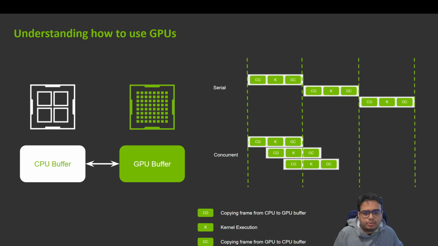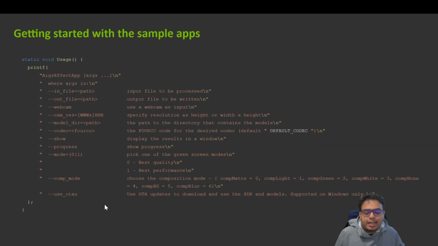Here is where the concept of CUDA streams comes into picture. A stream in CUDA is a sequence of operations executed on the GPU in the order in which they were issued. With multiple CUDA streams, you can process multiple frames concurrently and asynchronously. Today I'll talk about AIGS or AI green screen, which can be used to create a virtual background.